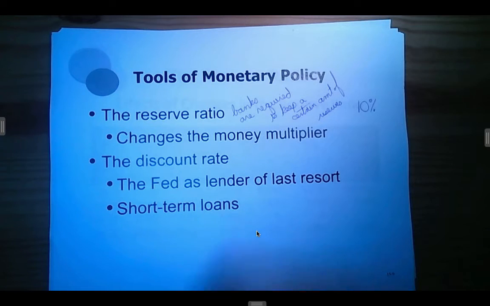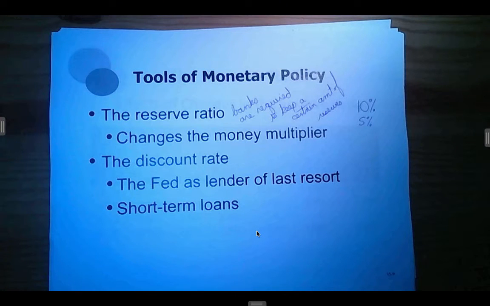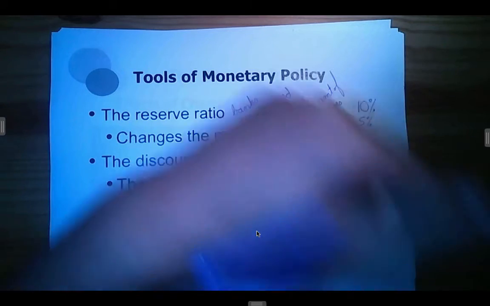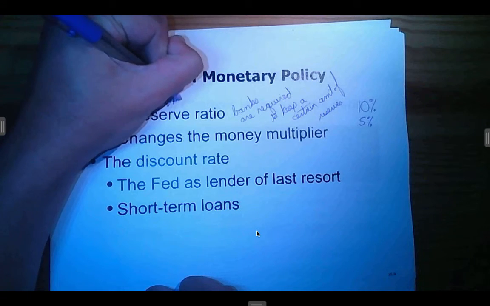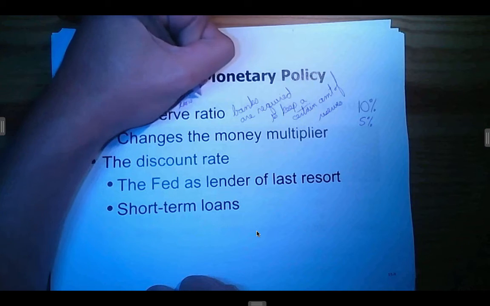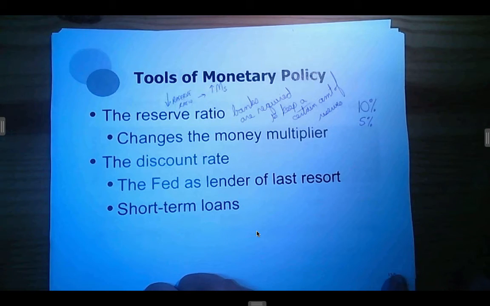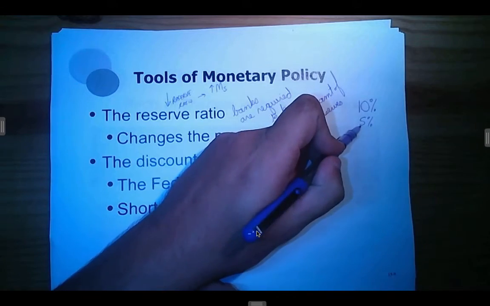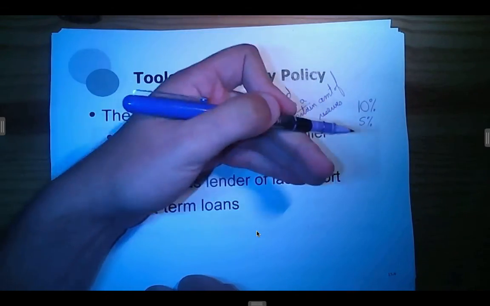Now, what if I change this to 5%? Well, now banks can lend out 95% of the money. That's going to mean that if I lower the reserve ratio, I am increasing the money supply. Right? Because now banks can lend out more money, and when banks lend out money, that means that more money exists.